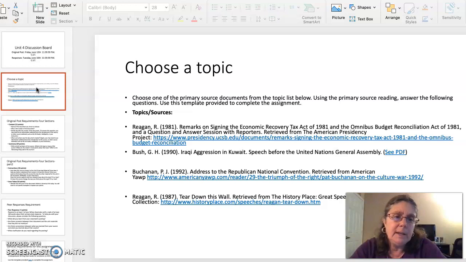Third topic is the rise of conservatism. This is Pat Buchanan's famous culture war speech, his address to the Republican National Convention in 1992. And last but not least is the 1987 speech that President Ronald Reagan gave called Tear Down This Wall. It was given in front of the Berlin Wall in June of 1987. This is the end of the Cold War topic.